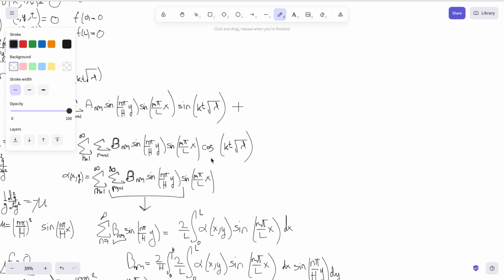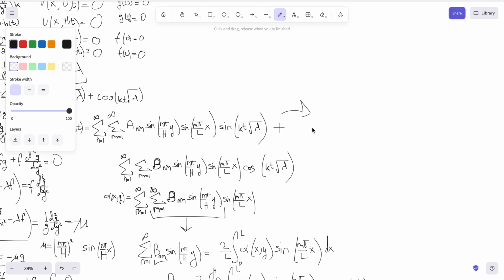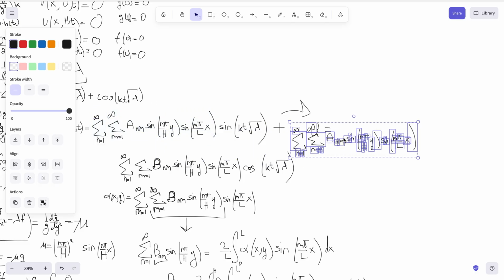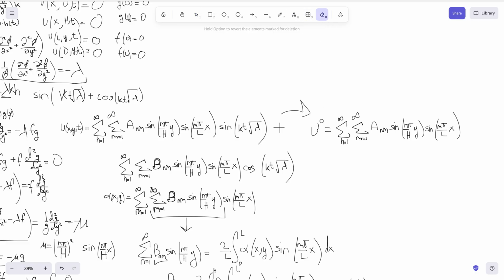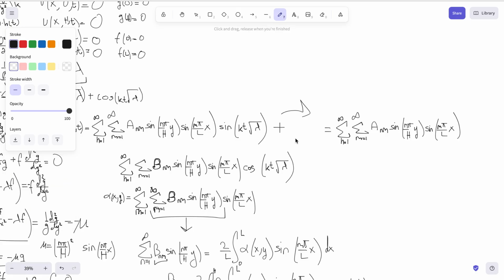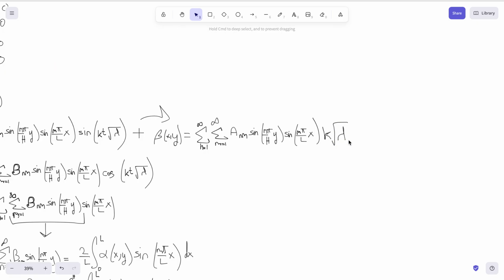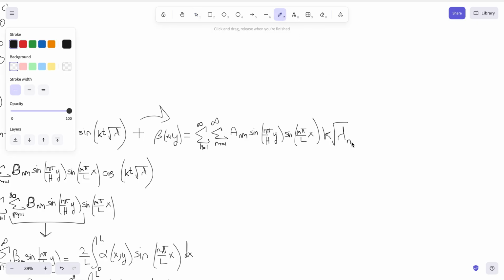Now, to figure out a sub nm, we have to take the derivative, right, using our second initial condition. So u prime, I'm not going to write it all out, but we know that this turns into a cosine term, and this turns into a sine term, and sine of 0 is 0, so this cancels out, leaving us with just this. So u prime at 0, which is beta of x comma y, is equal to all this times k root lambda sub nm, which we solve for below.